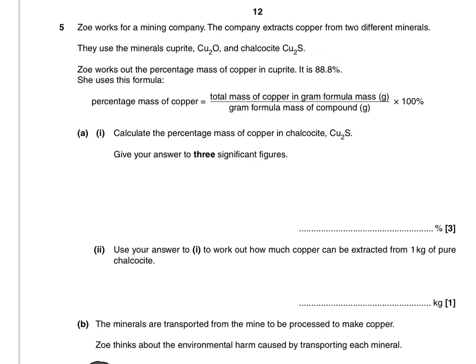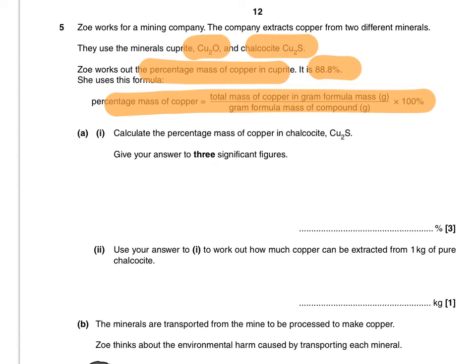Then we've got Zoe working for a mining company, extracting copper from 2 different minerals. So they've got cuprite and chalcocite, different formula. Zoe works out percentage of copper in cuprite. Okay, 88.8%. She uses this formula, so they give you the formula. Brilliant. Calculate the percentage mass of copper in chalcocite. Give your answer to 3 significant figures. It's worth 3 marks, which is crazy for a question like this.